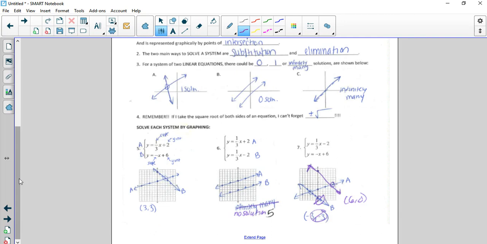6, same thing. Notice they're both 1/3, so they're going to be parallel. And for 7, 1/3 x minus 2. I don't know what's happening here. 1/3 x minus 2 is this line right here. And then -x plus 6 is right here. So it's very similar to the first one, except it's -2 instead of +2. And there's your y-intercept at 6, 0.